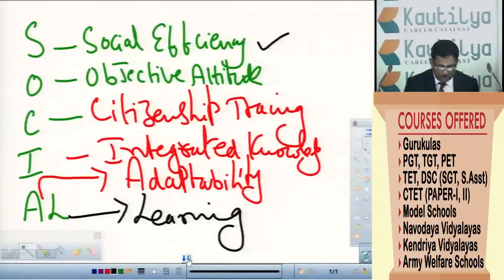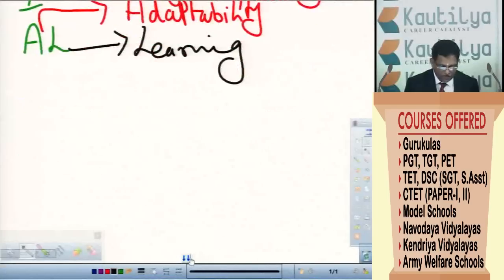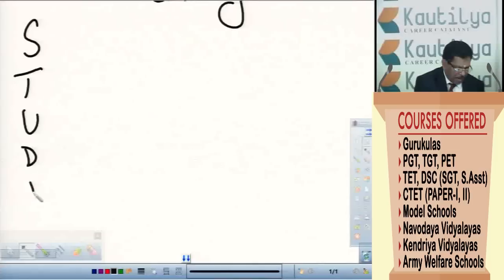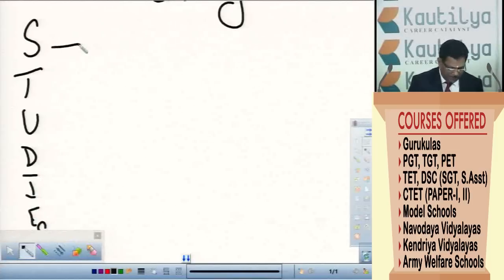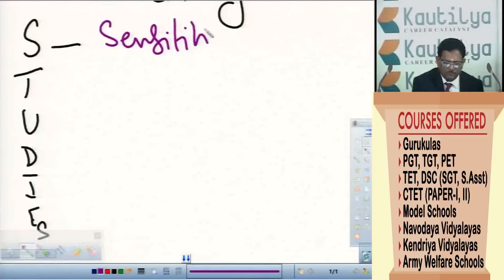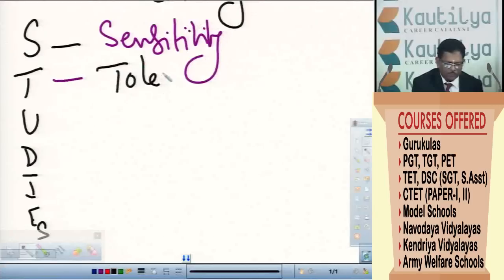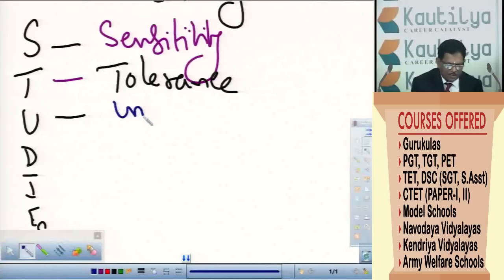Then studies, we see S T U D I E S. So here S stands for sensitivity, and T stands for tolerance, and U stands for unbiased attitude.